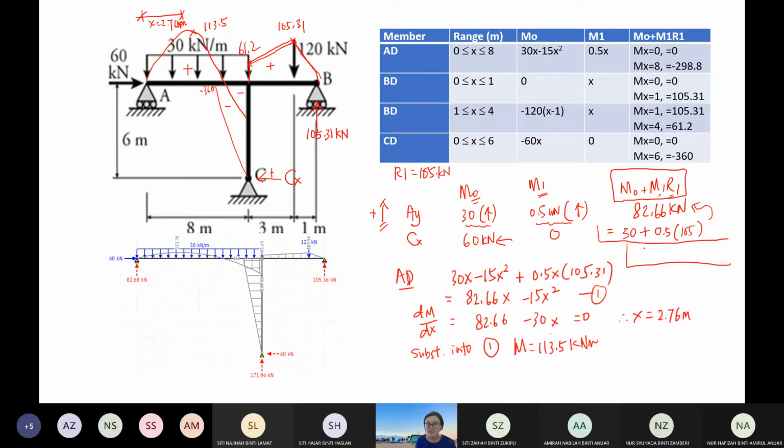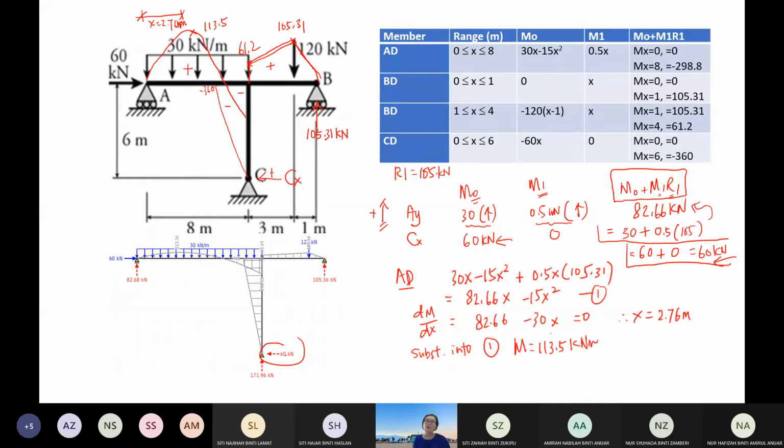Okay, so it will be 60 for M0. M1 will be 0, 0 multiply R, 0. Okay, so now it will be 60 kilonewton, and it acts to the left. So you have obtained your Cx, you have obtained your Ay.